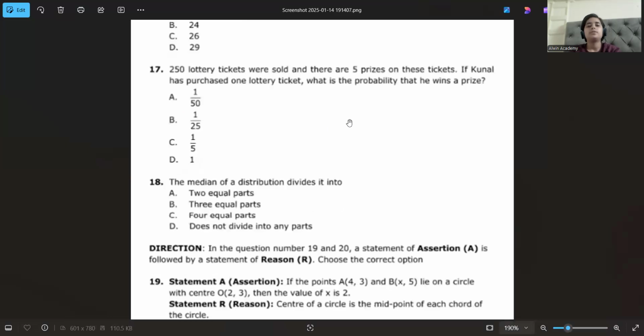Going to the next question, question number 17. 250 lottery tickets were sold and there are 5 prizes on these tickets, which basically means that if there are 250 lottery tickets, out of these, 5 of them give you prizes, rest 245 do not give you any prize.